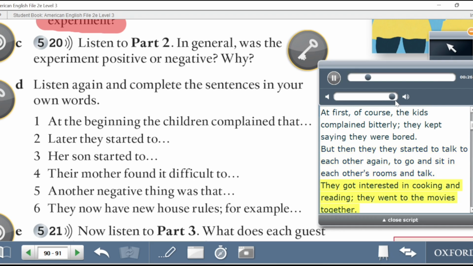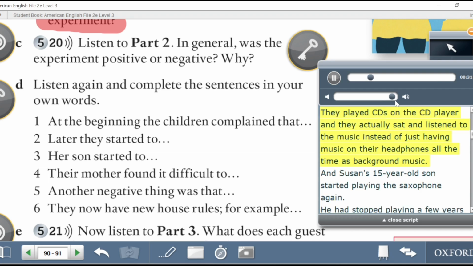They got interested in cooking and reading. They went to the movies together. They played CDs on the CD player, and they actually sat and listened to the music instead of just having music on their headphones all the time as background music.